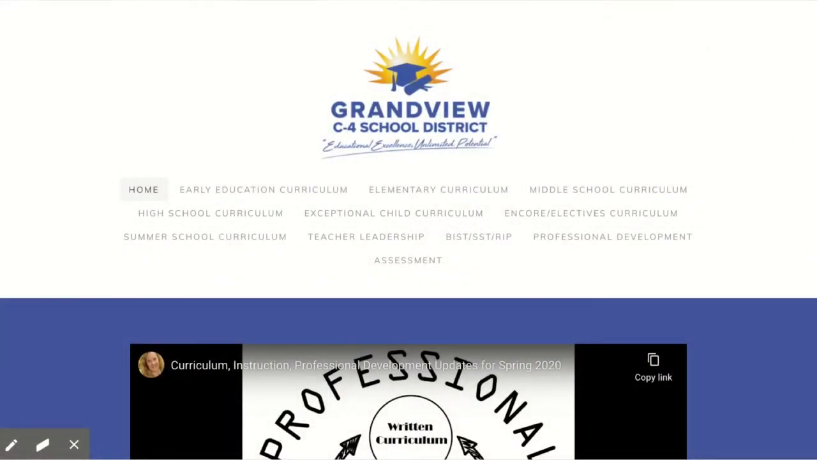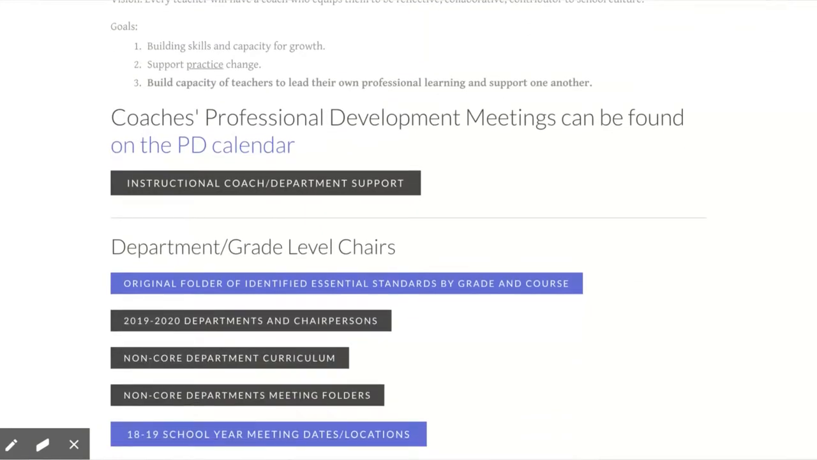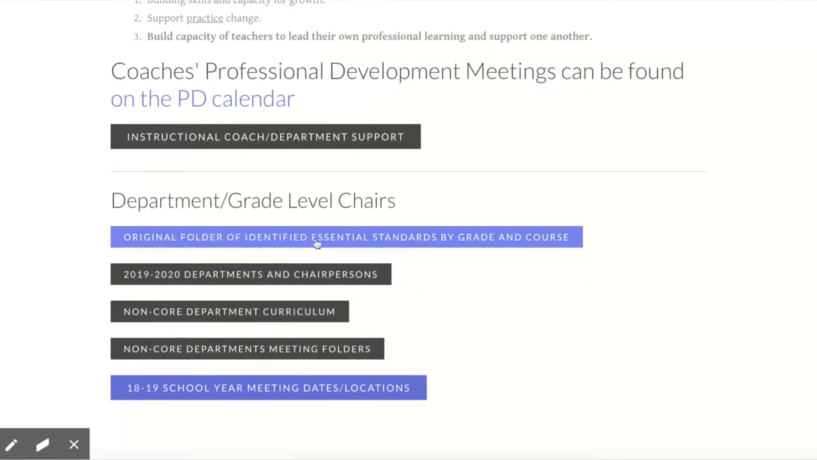These original documents can be found on the curriculum website, on the Teacher Leadership tab, under the Department and Grade Level Chair section. You will see a button labeled Original Folder of Identified Essential Standards that you can click. That button will take you to the original folder of documents that were submitted.